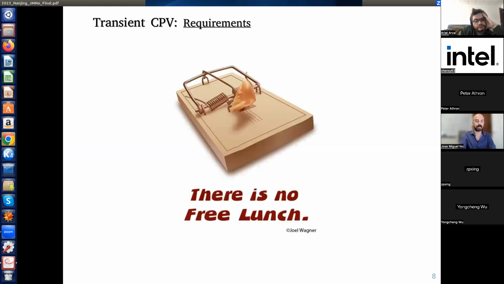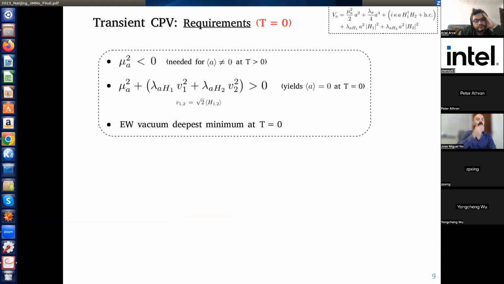Of course, this sounds amazing, but there is no free lunch. This comes with a handful of requirements in my theory. The first ones are the fact that I need the mass term for my pseudoscalar to be negative in order to be able to induce a VEV for it at any temperature. And then I need that at 0 temperature, the mass of the pseudoscalar is positive in order for the electroweak vacuum not to be tachyonic. And again, this imposes this condition here. And furthermore, I, of course, need the electroweak vacuum to be the deepest minimum at 0 temperature in order for my thermal history to make sense and us to arrive where we are today.